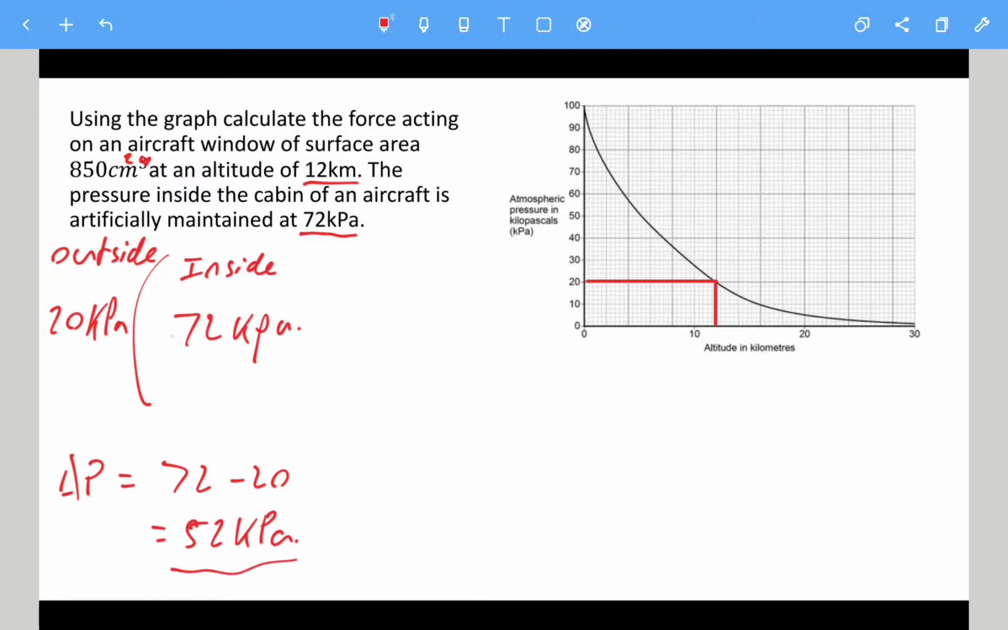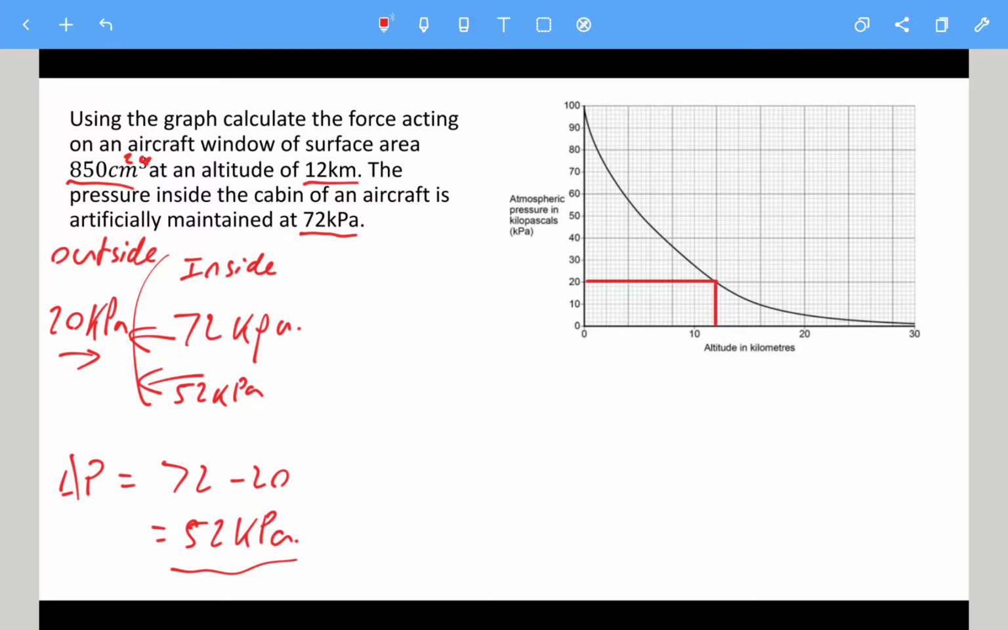If you think about it, the inside's trying to push out, the outside's pushing in, but with much less force because of the pressure. So the difference between them, essentially we've got a resultant pressure in that direction of 52 kilopascals. So that's our pressure that we're dealing with. Then we just need the area. So the area is 850 centimeters squared.